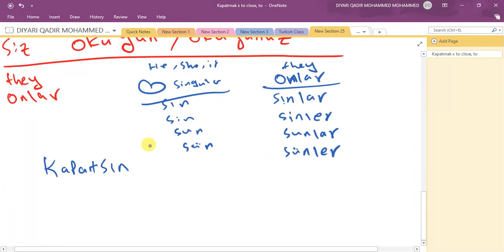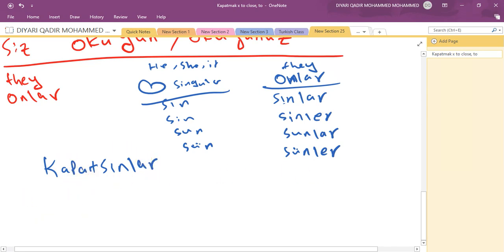Now for lar, for onlar, for they, because it's plural, it can't be this singular, so I use lar. Okay. Kapıyı kapatsınlar. Kapatsınlar. Okay, I'm ordering them to close the door. Because they are not singular, they are plural.